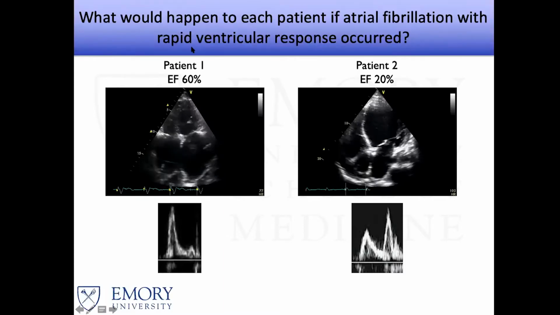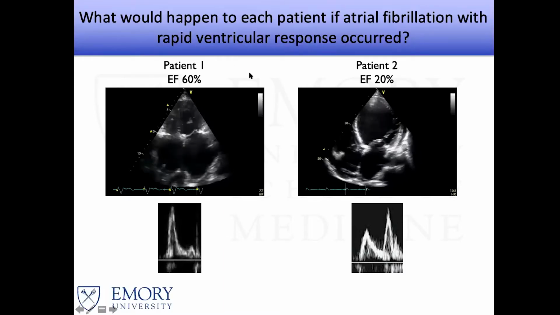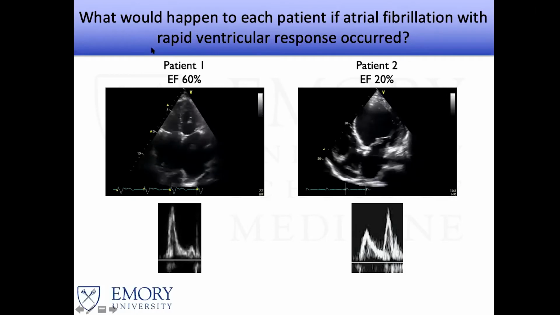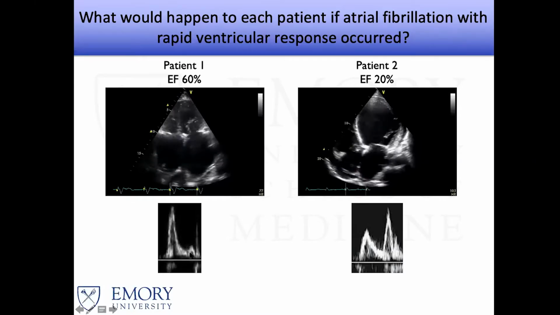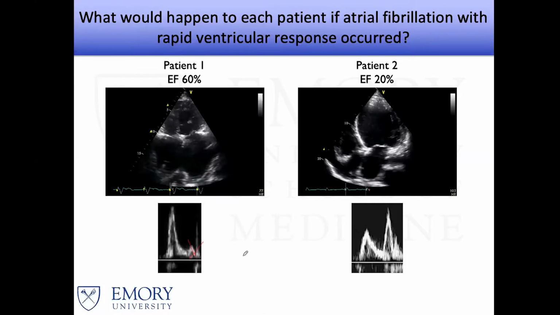And then here's a bonus question. What would happen to each patient if they developed atrial fibrillation with rapid ventricular response? So if this person developed atrial fibrillation and they lost their atrial kick, what would happen to them? Whereas what if this patient went into atrial fibrillation and lost atrial kick here?